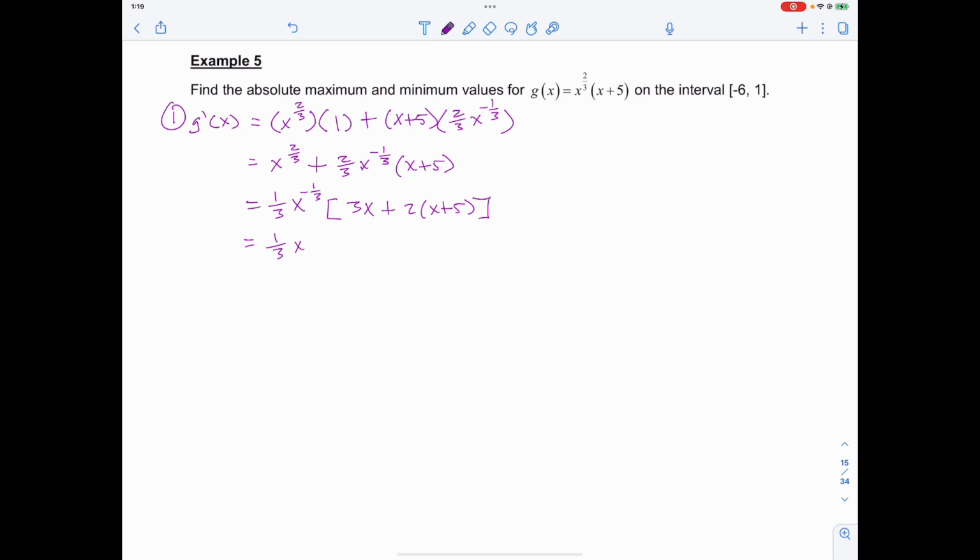1/3 x to the -1/3 and 5x plus 10. I'm going to factor out a 5 and be left with x plus 2. And in the denominator, I have the 3, and the x to the -1/3 is going to become the cube root of x down in that denominator.